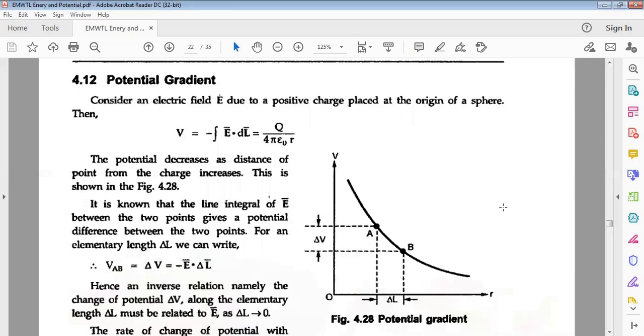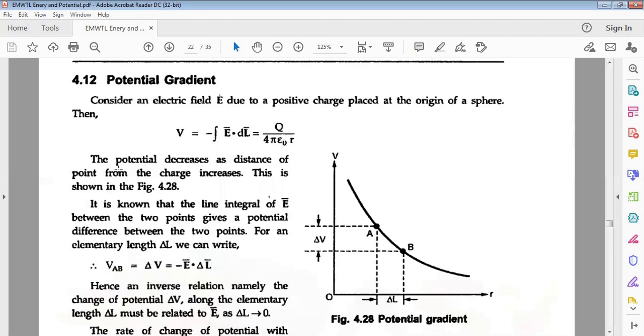Potential gradient. You can also derive it by using the potential equation, V equals minus integral of E bar dot dl bar. That V is at the point charge, Q by 4 pi epsilon naught R. Q by 4 pi epsilon naught R is considered an electric field E bar due to the positive charge placed at the origin of a sphere. Then V is equal to minus integral E bar dot dl bar, or Q by 4 pi epsilon naught R.